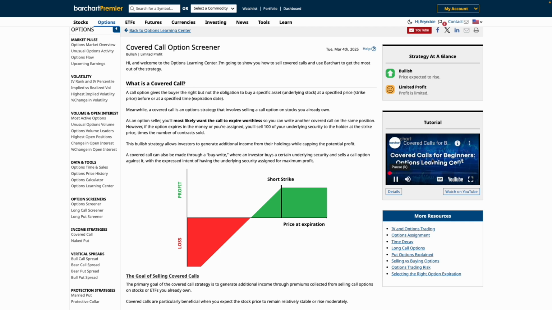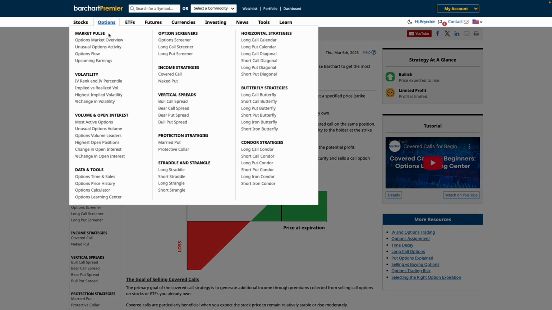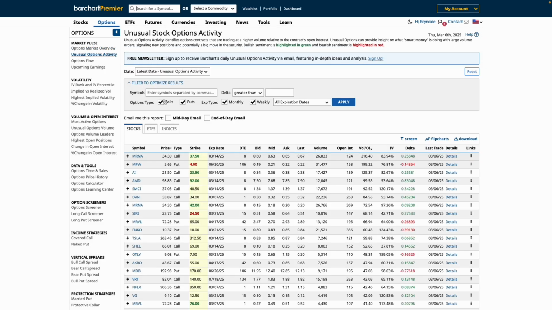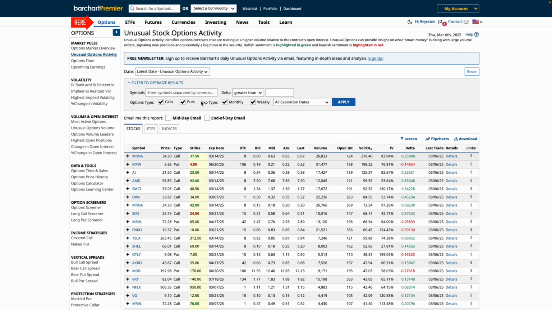Now, let's explore more options data under the Options tab. Here is where you'll find all the powerful tools and market insights to help you analyze opportunities like options flow and unusual options activity. Here, you can see where big money is flowing in the options market from stocks, ETFs, and indices. Unusual options activity helps traders spot large, unusual trades that could indicate smart money positioning.